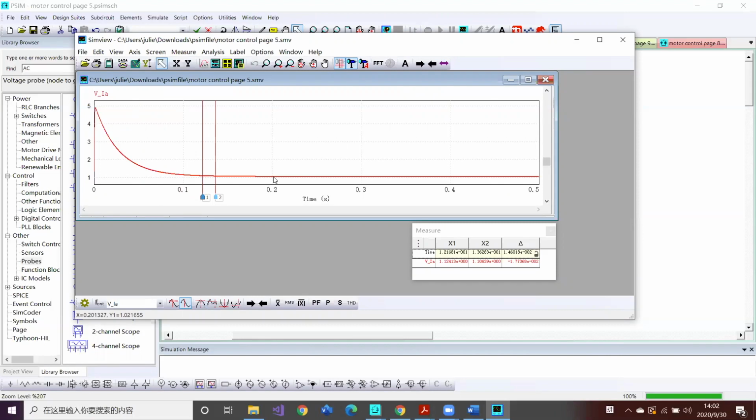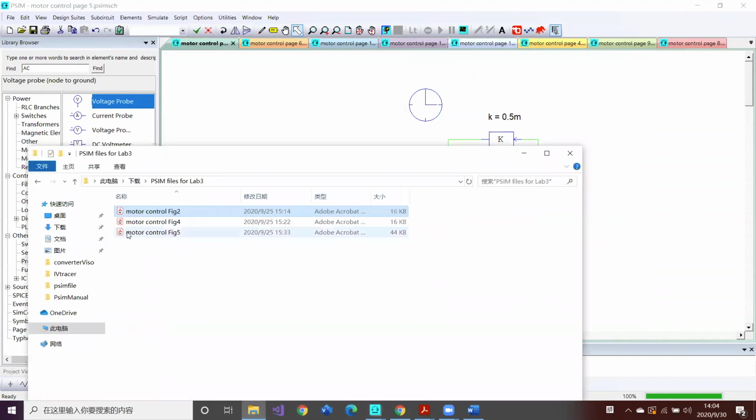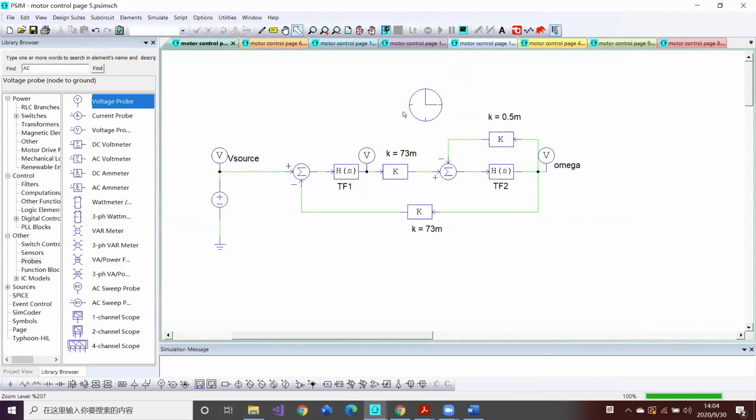Okay, so by doing the same thing as your first step, you can get your TR and IA, and your IA should be similar to your first IA. All right, let's move on to step 3. So open your motor control figure 5 model.